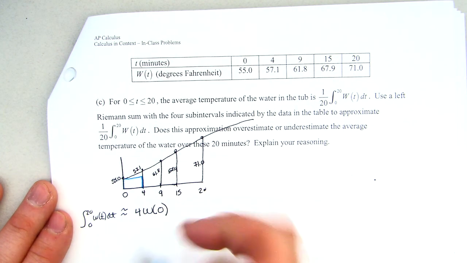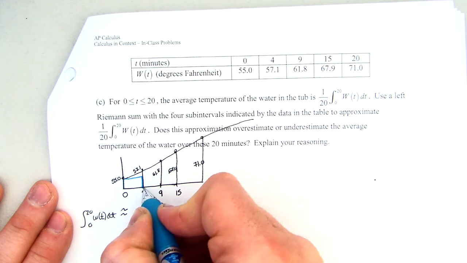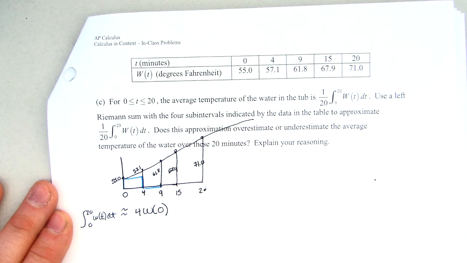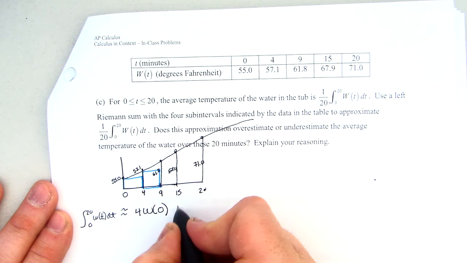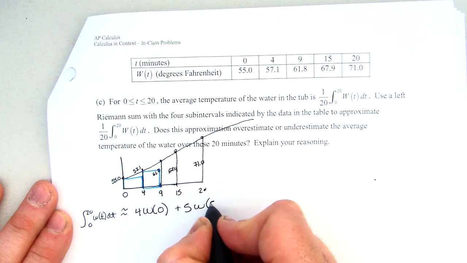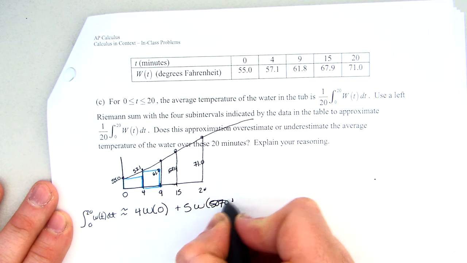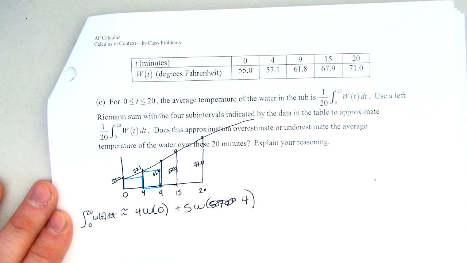Next. The next one, what is the base? 5. You're going to get the height at the left endpoint. So 5 times w of 4, sorry, not 57.1. How about you keep going? Because I think when I talk, I say things I shouldn't be saying.